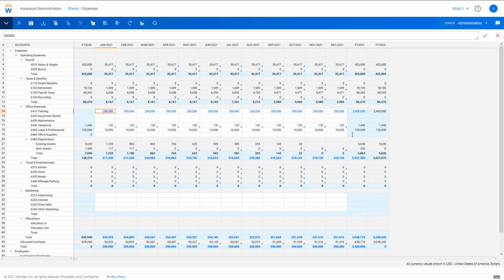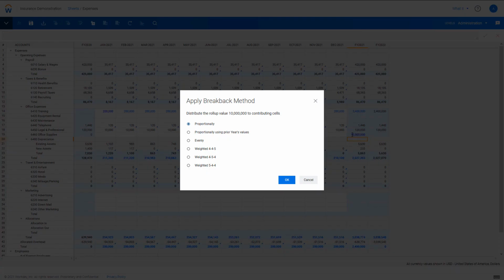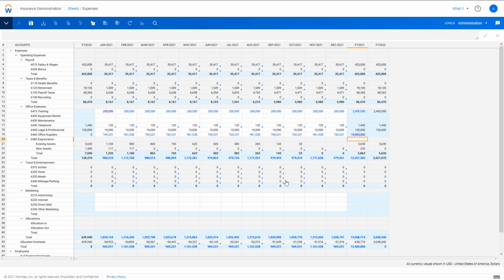And maybe for office supplies, we'll make that $10 million. Again, something that's going to be very obvious to stick out. And how do I want to spread that back throughout the time periods, in this case, the months? Maybe based on last year's actuals, maybe a 4-5-4. You pick, you choose. You can have unlimited breakbacks. In this case, I'm done.